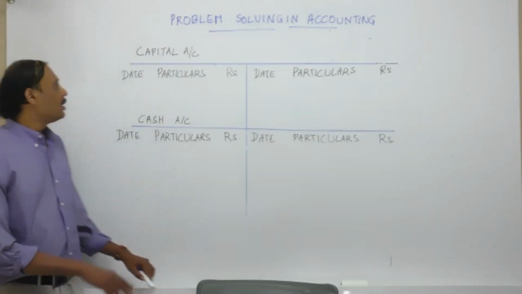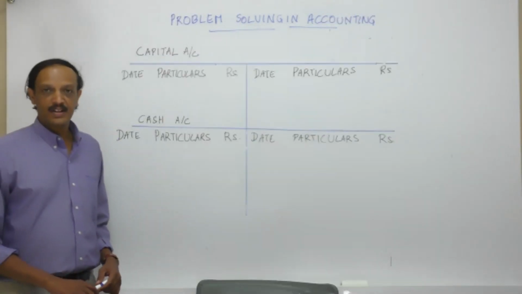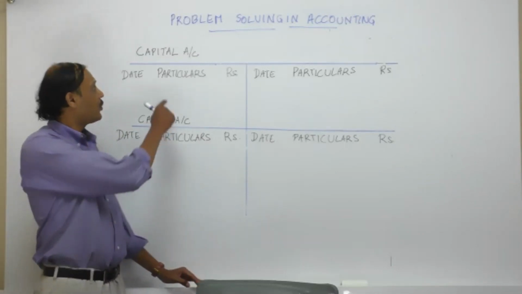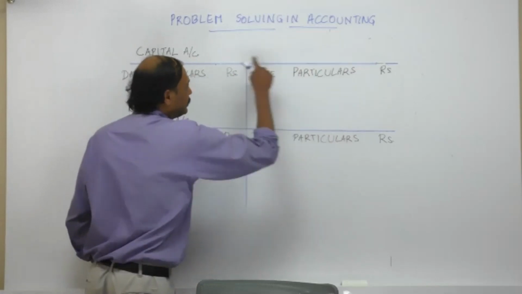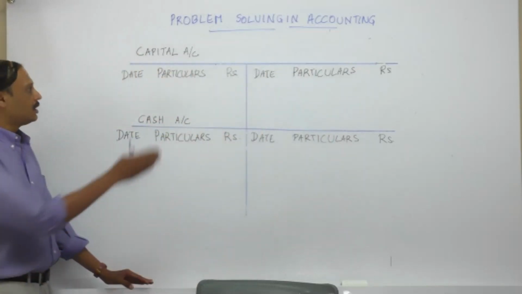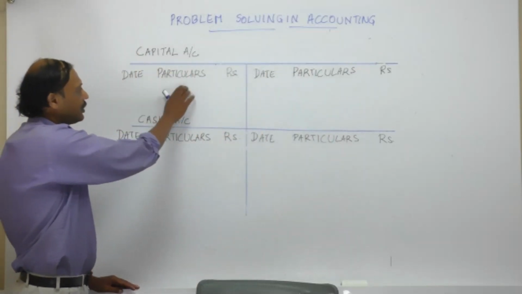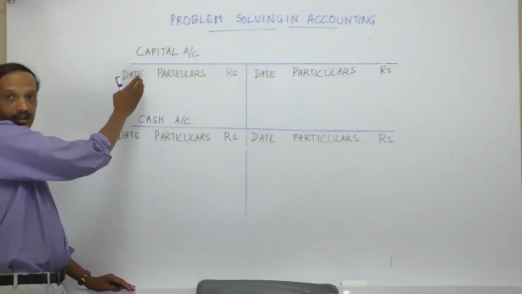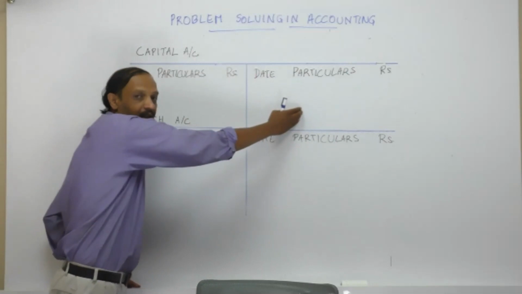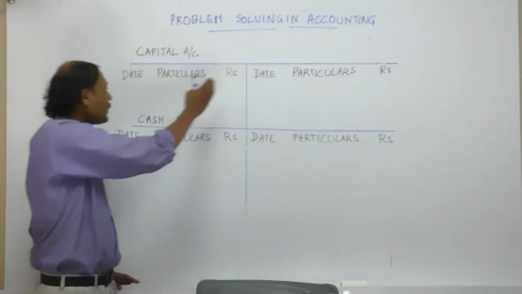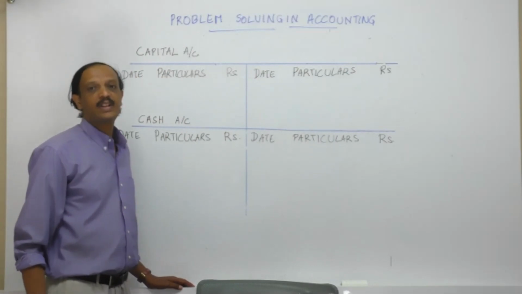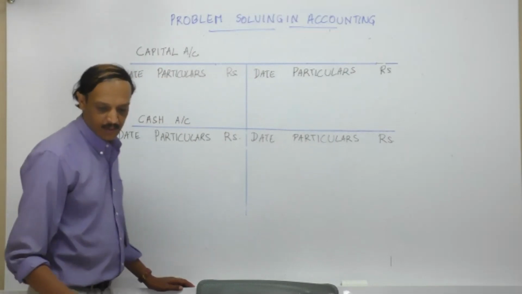Let's do the first transaction and post it into the ledger account. Remember, the ledger account is in the form of a T, horizontal and vertical, and you have date, particulars, and rupees on either side of it. The left-hand side is the debit side. The right-hand side is the credit side. The first transaction you have is: started business with cash of rupees 20,000.